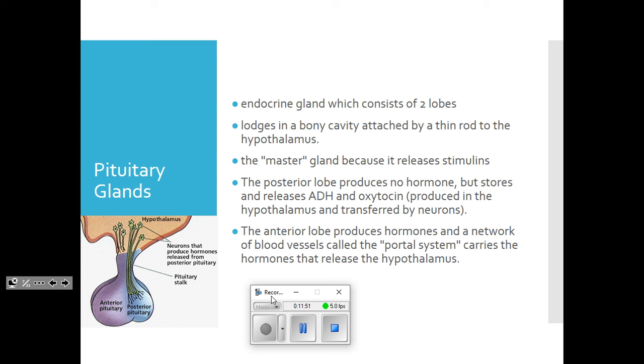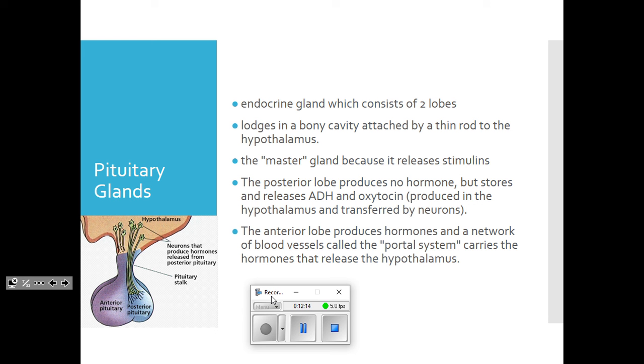Sometimes this is called the master gland because it releases a bunch of stimulants. What we'll see is that most of the hormones that the pituitary glands are releasing stimulate other hormones to be produced. So they're not maybe directly affecting a target tissue, but rather they're making another hormone be produced, which can then go and have an effect.